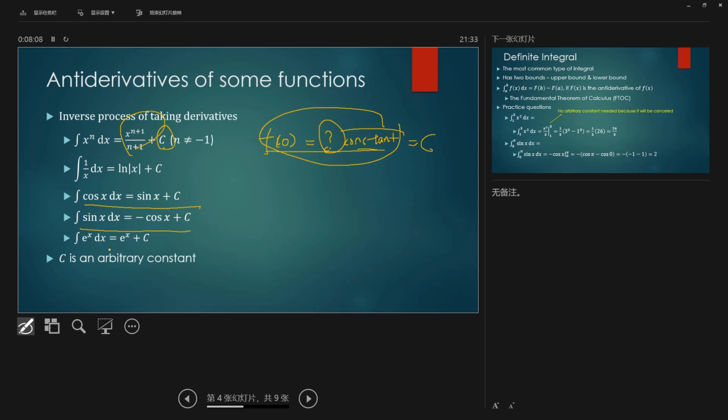And for the last one, the integral of e to the x dx is equal to e to the x plus c here. It's basically the same thing because, as we mentioned before, or maybe you know, the derivative of e to the x over dx is equal to e to the x. Alright, this is the same thing. So the integral of e to the x dx is also equal to e to the x. Sorry. Okay.